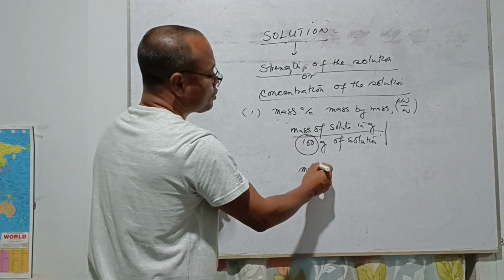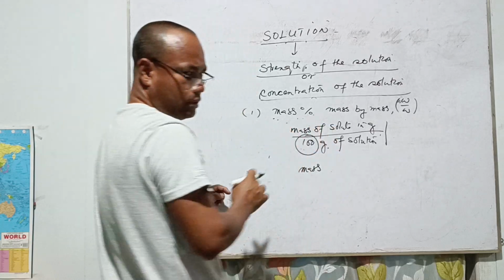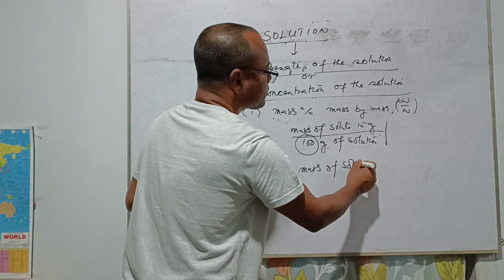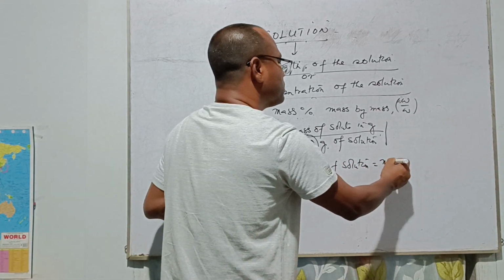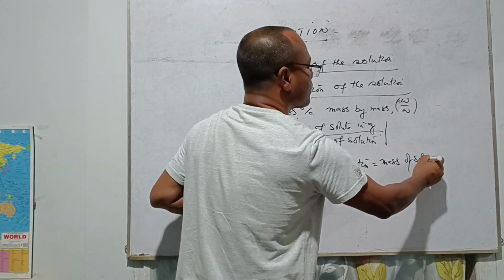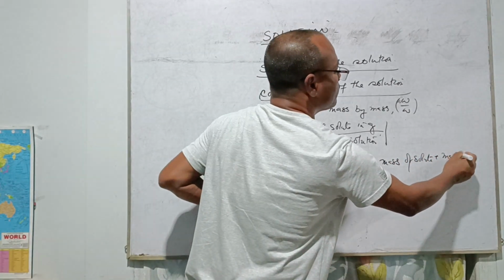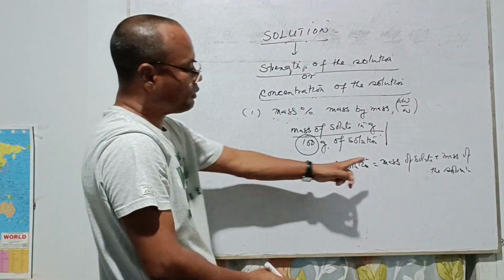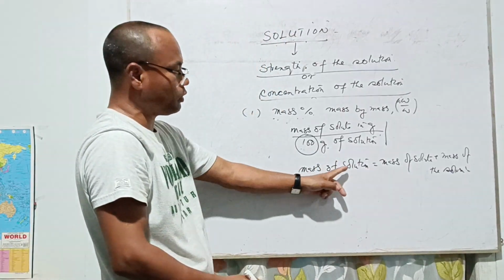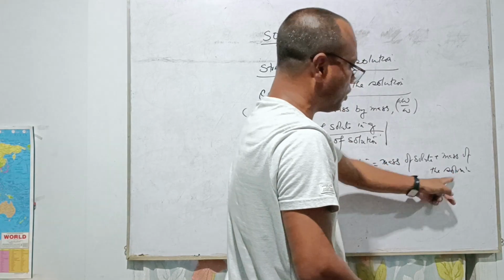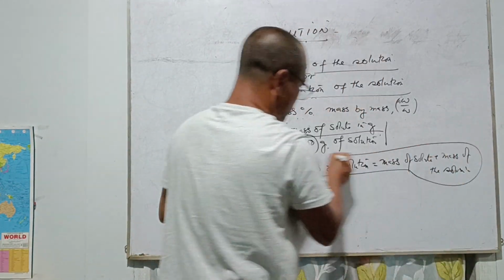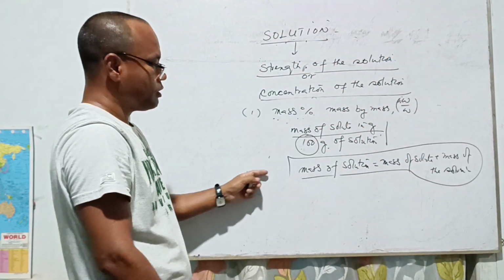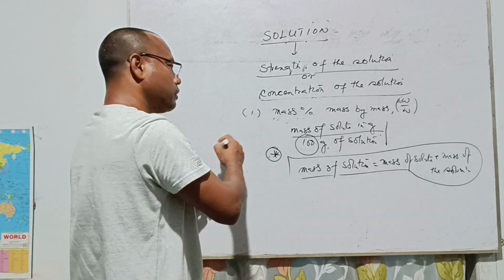What is the mass of the solution in the mass percentage? That is 100 grams. Please remember, mass of solution is the mass of solute plus mass of the solvent, right? So now here, if you know the mass of the solute and the mass of the solution, we can calculate the mass of the solvent in this case. That's very important. Sometimes we require the mass of the solvent in other cases. So please remember this one, right?